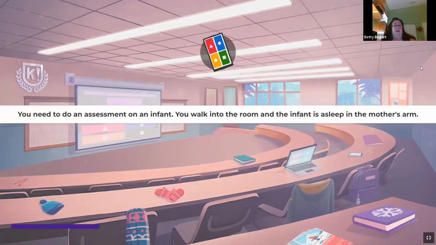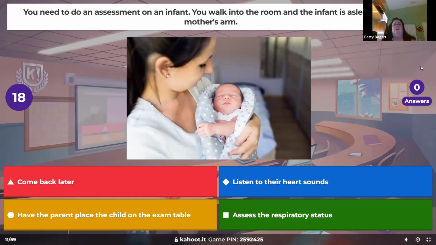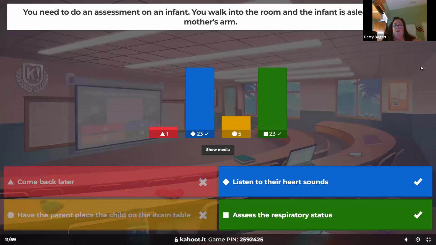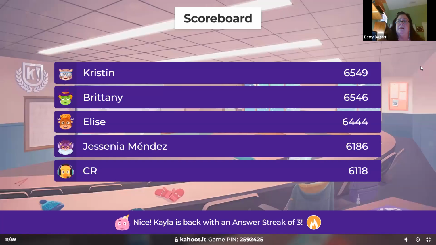Another multi-select. You need to do an assessment on an infant, and you walk into the room and the infant is asleep in the mother's arms. What do you do? You need to do an assessment. So we know that if an infant is asleep, we're going to be able to listen to their heart and breath sounds because they're not cooing and moving around, and it's a better assessment. Remember, there is no head to toe in infants. It's what you can do when you can do it. And when they're quiet, it is the best time to do these things, listening to their heart and lungs.